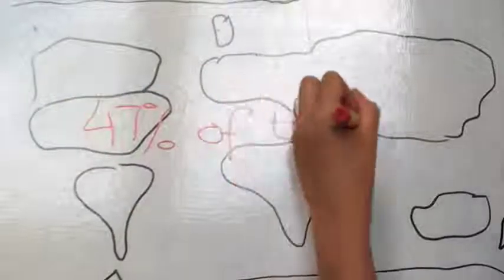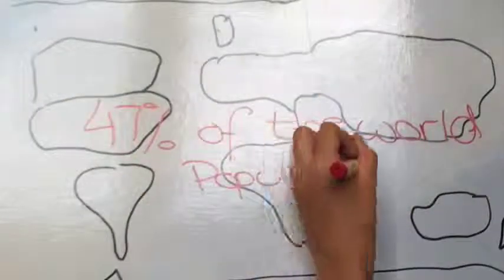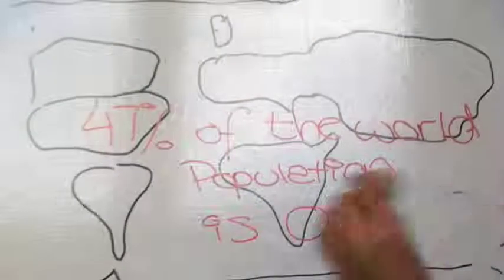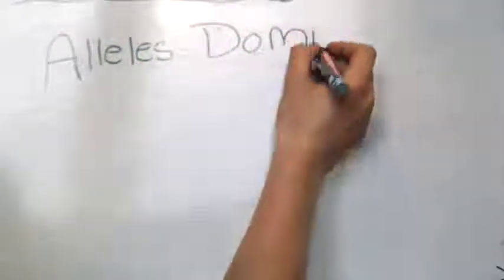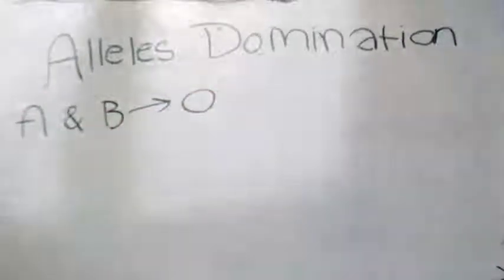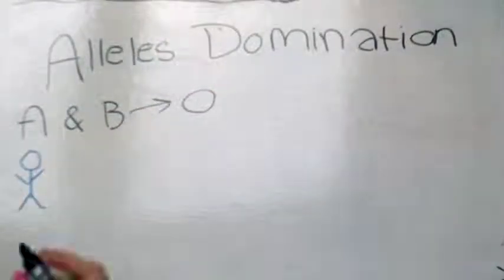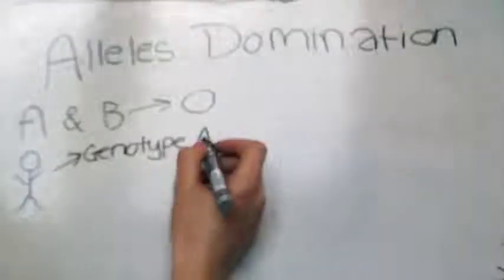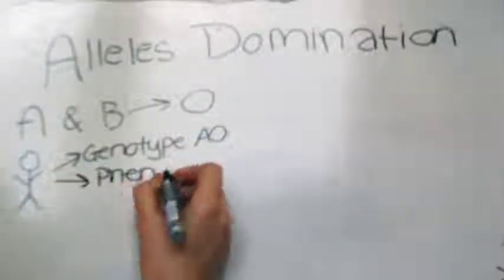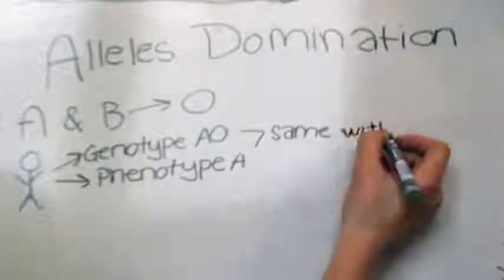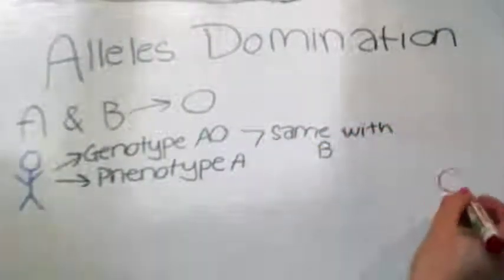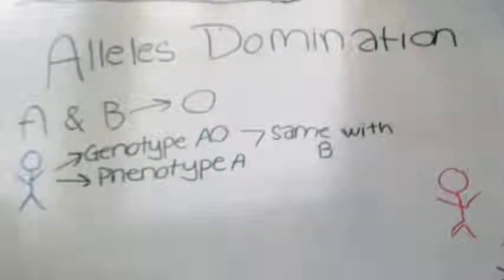47% of the world's population has Group O, making it the most common one in the world. Blood groups A-B-O show an example of allele domination, as both A and B alleles are dominant over O. As a result, if an individual has a genotype of AO, it will have a phenotype of A, as blood type A dominates O. People who have type O have an OO genotype.